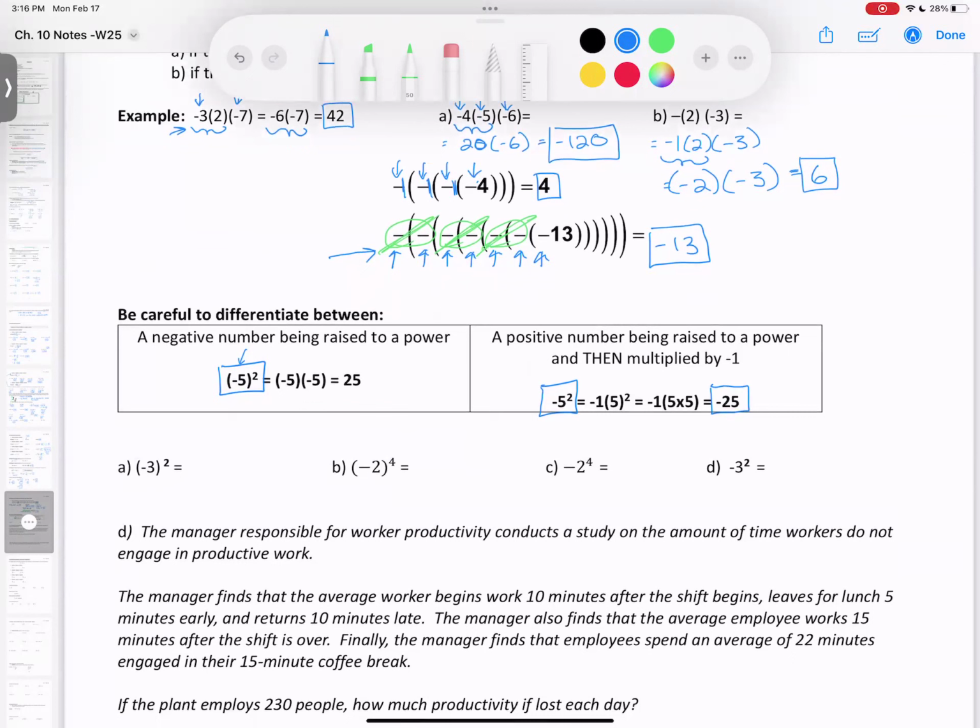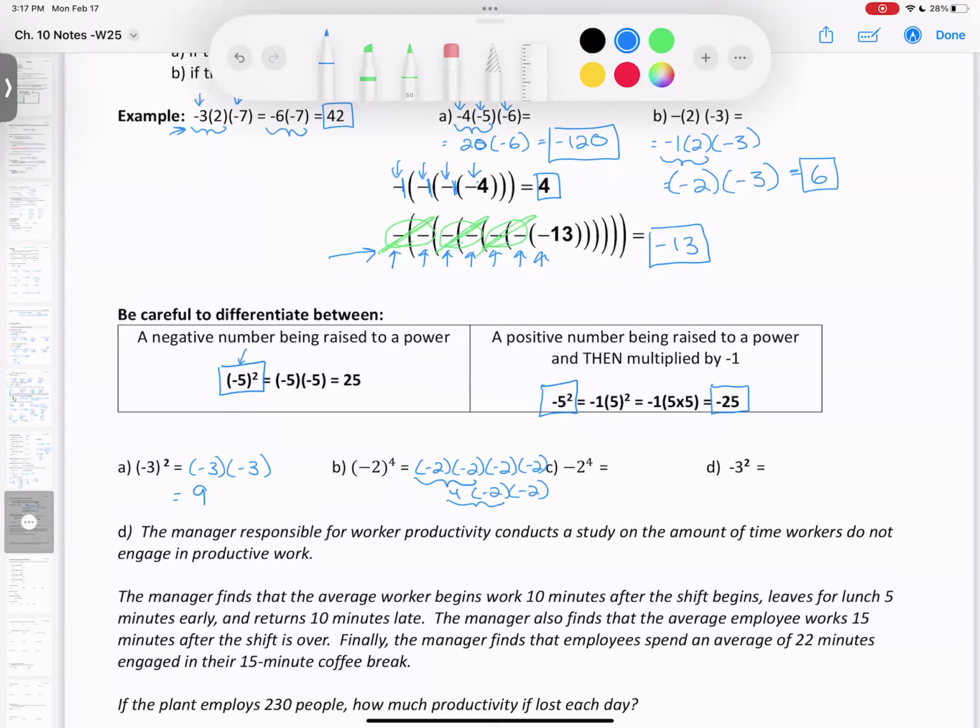So we've got negative 3 all squared. So that means negative 3 multiplied by itself. So negative 3 times negative 3. And so here you're going to get positive 9. Next one, we've got negative 2 to the power of 4. So that's negative 2 times negative 2 times negative 2 times negative 2. We'll go left to right. So negative 2 times negative 2 gives us 4.